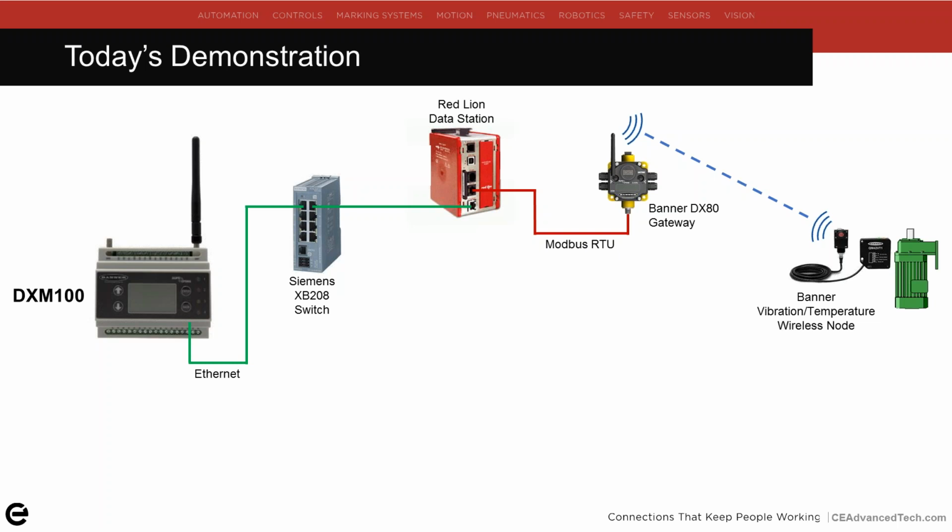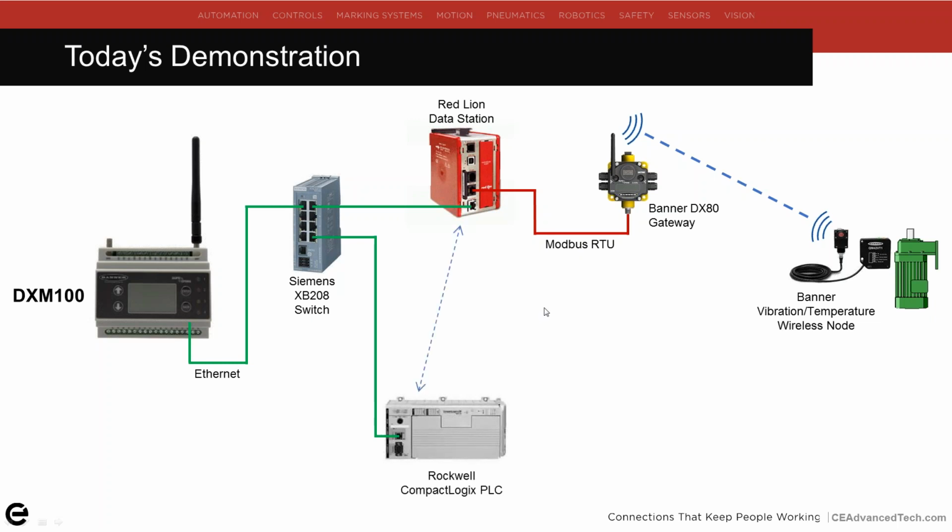So what we're doing today is we're going to communicate from this DX80 gateway into the data station via Modbus RTU, and then we're just going to map the data directly into Modbus TCP over to the DXM100. So we're using that Modbus TCP piece today.